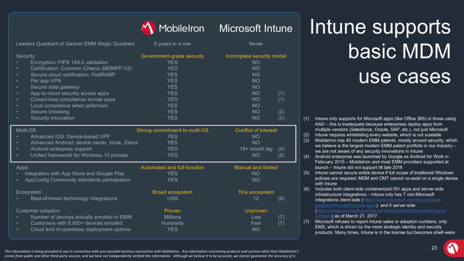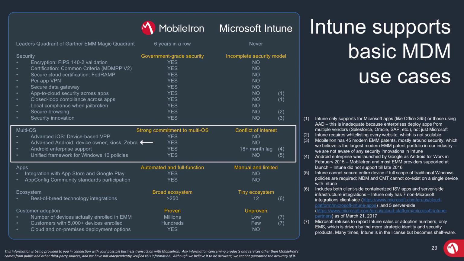And so I'll share a couple of examples that I think highlight some of the differences in the way that we look at operating system support and the way that Intune looks at it. If you look at something like device-based VPP, this is a capability from Apple, advanced iOS capabilities. We support that, Intune does not. If you look at the advanced capabilities of Android, being able to do device owner, being able to do Zebra devices, which are custom ruggedized devices, being able to do kiosk mode. These are really important for the workflows that you see for Android deployment. MobileIron supports those. We don't believe Intune does.